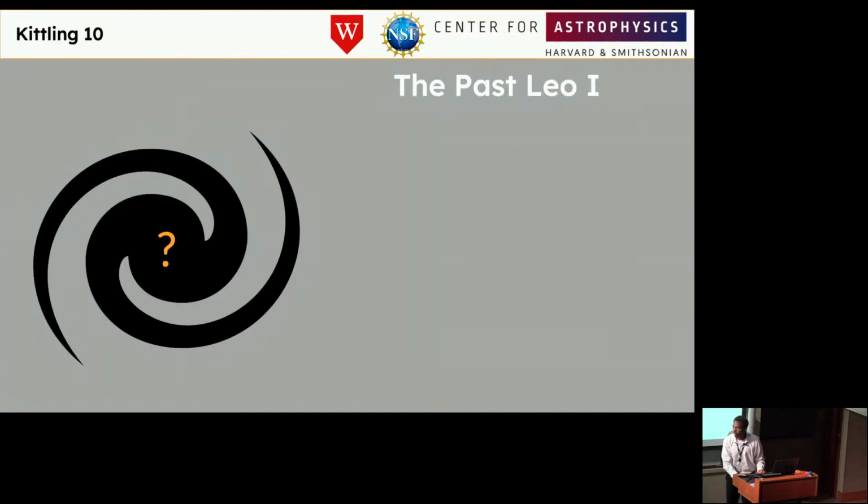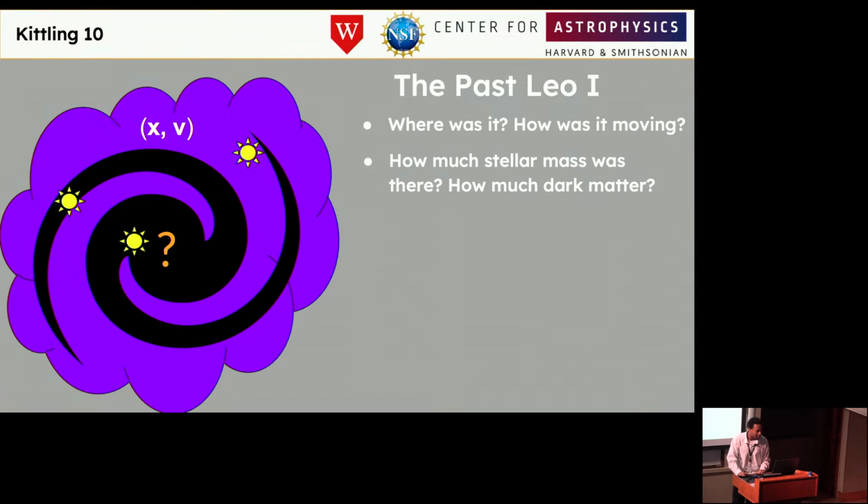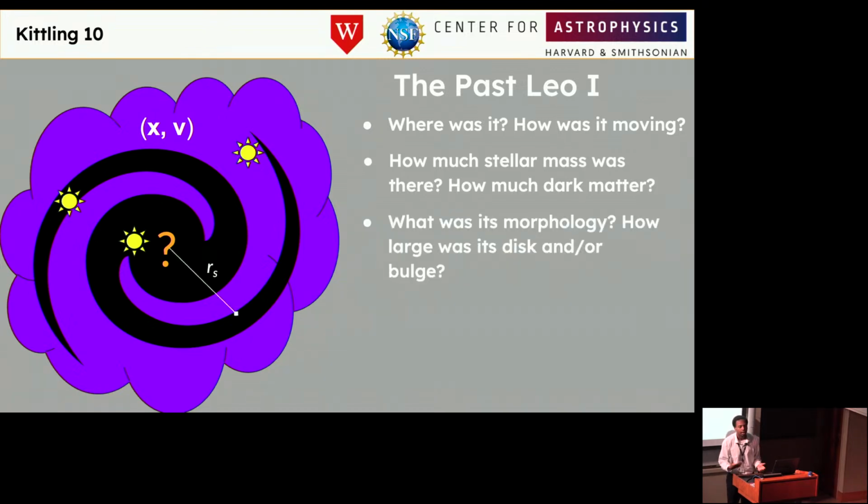So, past Leo 1, also pretty mysterious. There's a lot of things we don't know. Importantly, we don't know where it was or how it was moving, basically its position and velocity back in the past. We also don't know a lot about its mass, how much stellar mass was there, how much dark matter mass was there, what was this halo looking like. Actually, where were the stars? Was it distributed in a disk, a halo, a bulge? We don't know a lot about its morphology, if it was a spiral or just elliptical, stuff like that.